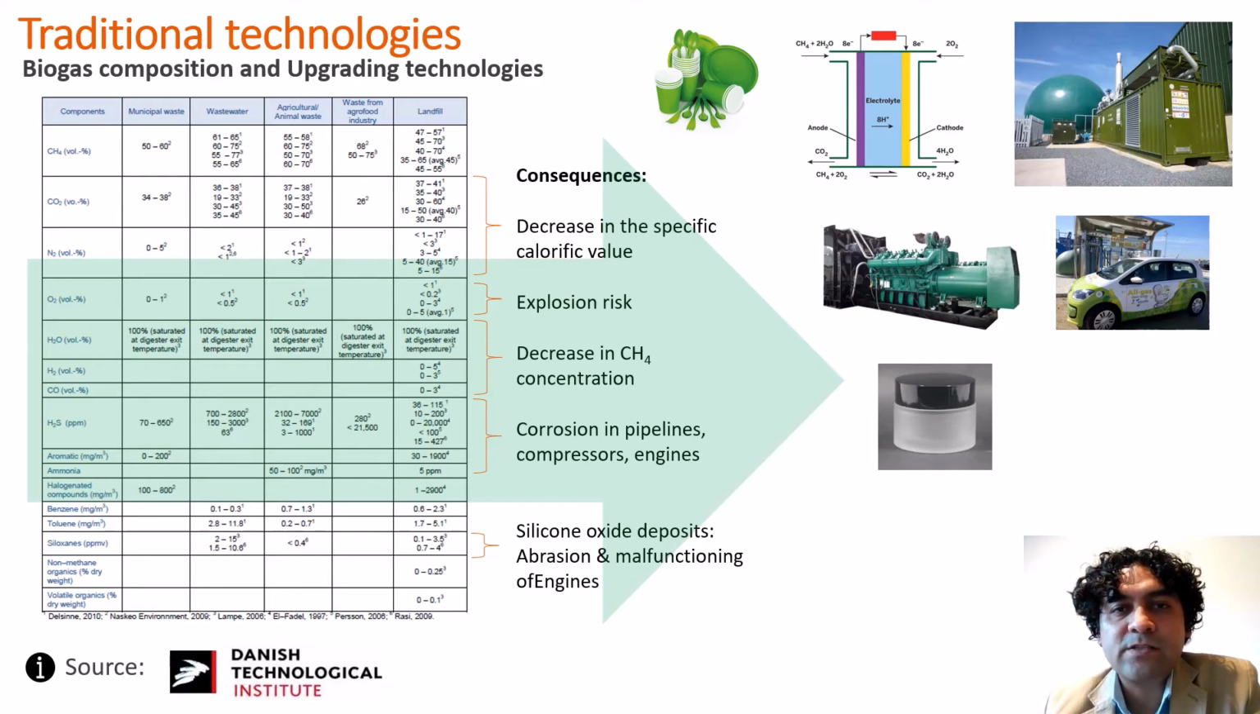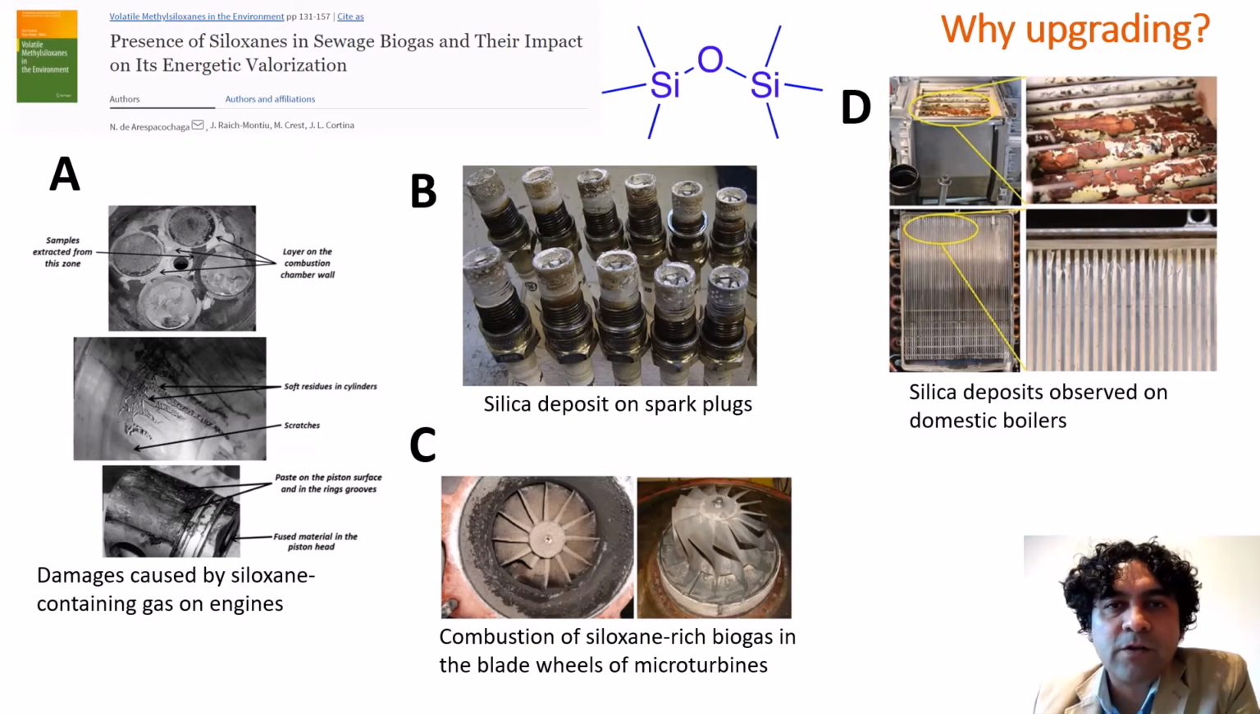Biogas needs to be upgraded and cleaned before being injected into the natural gas grid, used as a vehicle fuel, or used in the manufacturing of high-value products. Concentrations of siloxanes in biogas have been increasing in recent years due to the use of silicon-containing compounds in personal care products and silicone oils.